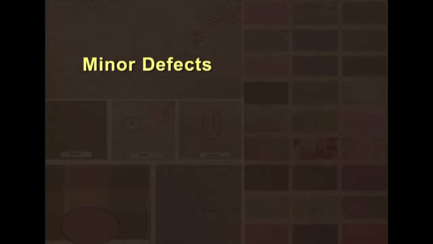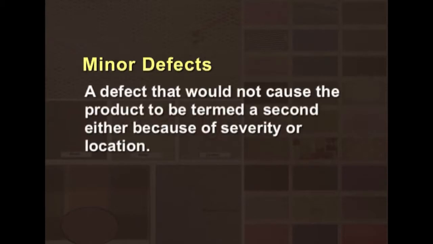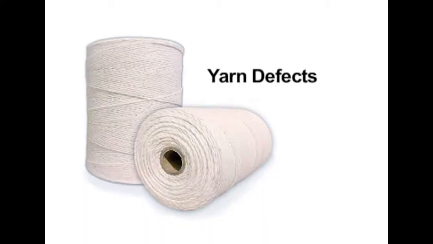And a minor defect is a defect that would not cause the product to be termed as a second, either because of severity or the location of the particular defect in the fabric. When inspecting piece goods prior to cutting, it is necessary to rate questionable defects as major, since the inspector will not know where the defect may occur on the item. So, we will see first of all what are the yarn defects that are coming onto the fabric and make defects in the material.